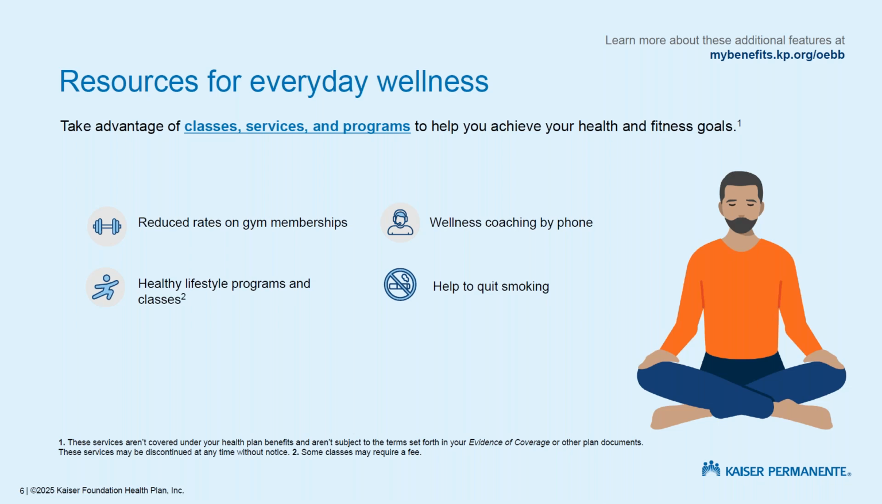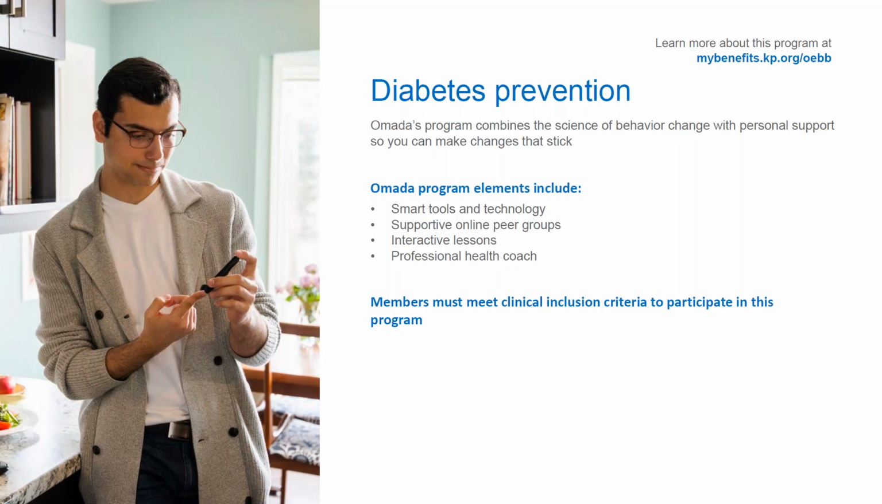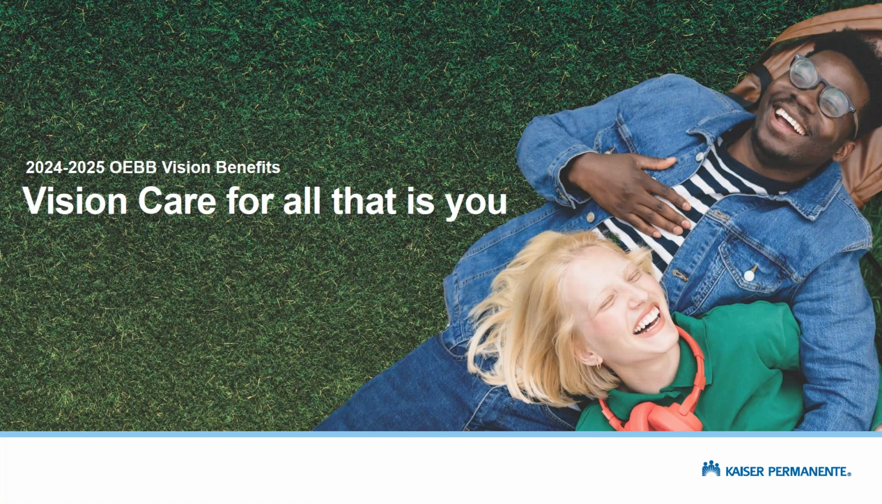Okay, so I'll talk a little bit about our vision care. Let's go ahead and skip this one if you don't mind. And that one. There we go. So let's talk about vision coverage. Eye care services are integrated with our medical benefits, so to take part in our vision plan, you must have a Kaiser Permanente medical plan. Okay, next slide.